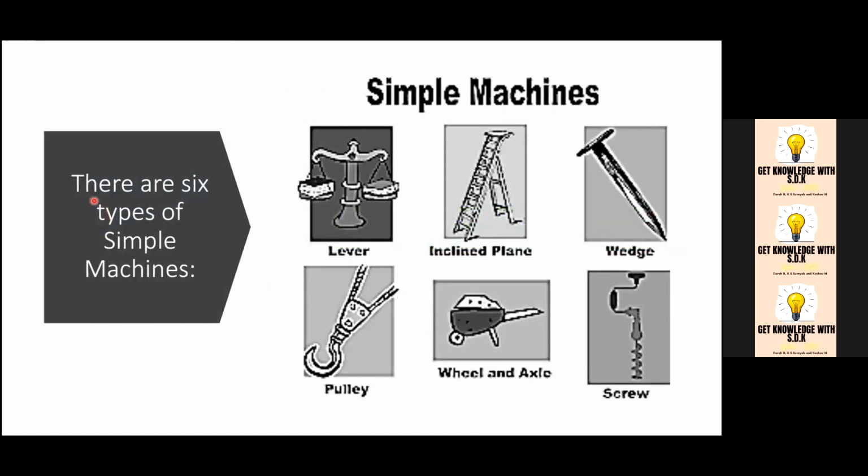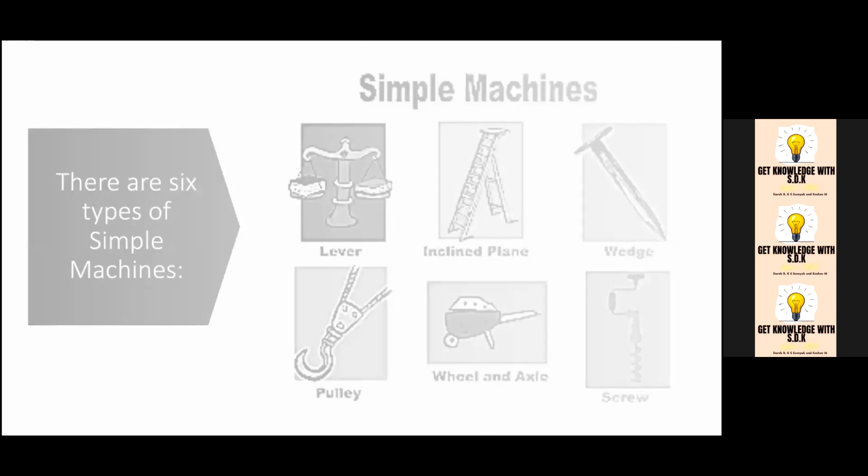There are six types of simple machines. They are lever, inclined plane, wedge, pulley, wheel and axle, screw. Let's learn about them in the coming slides.